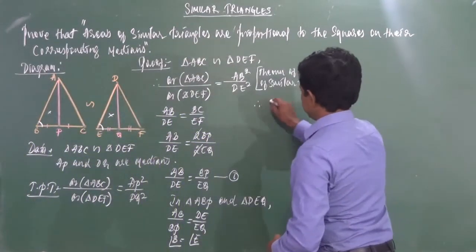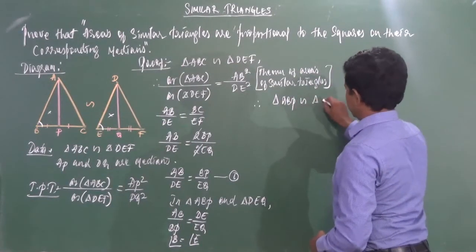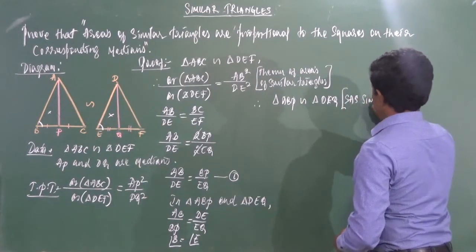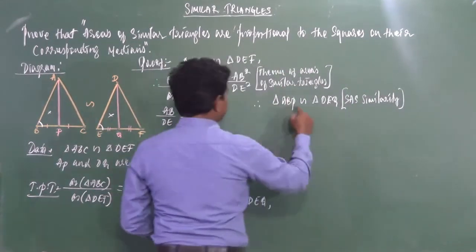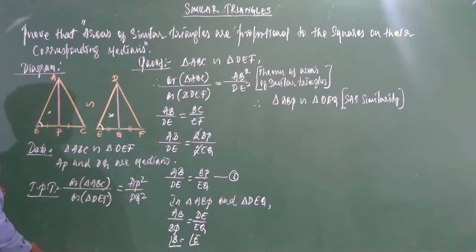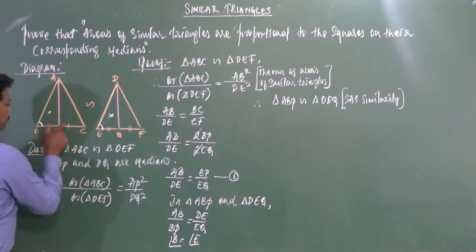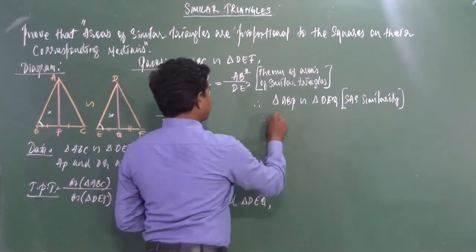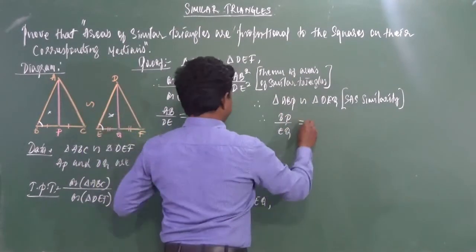So therefore, triangle ABP is similar to triangle DEQ, according to the SAS similarity criterion. Okay. So these two triangles have now become similar. Now we can take the proportionality of corresponding sides. That is, BP by EQ will be equal to AP by DQ. So therefore, BP by EQ is equal to AP by DQ.